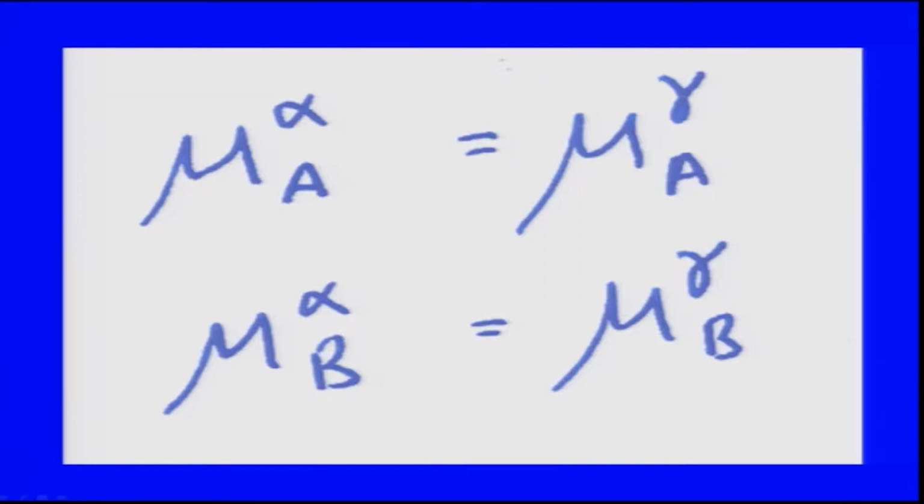Similarly, chemical potential of B, because it is an alloy or a mixture solution, there will be two components. Chemical potential of B in alpha equals chemical potential of B in gamma. What it says is that the chemical potential of any component in all the phases will be equal. That is what it says. So that is basically the stability condition.